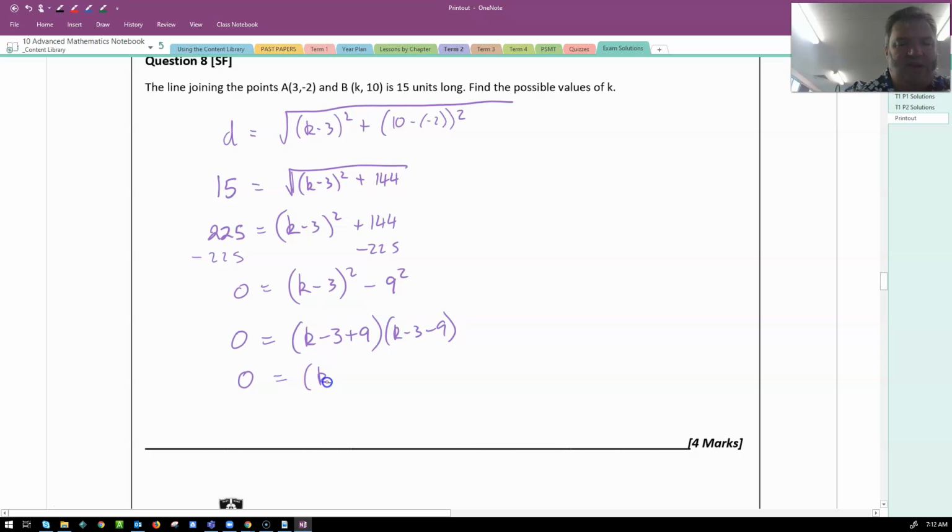What am I left with there? K plus 6, k minus 12. Null factor law. Either that first bracket must equal 0, k equaling negative 6, or the second bracket has to equal 0, k equals 12. So negative 6 or 12 are our answers. All right, I'm done with that one.